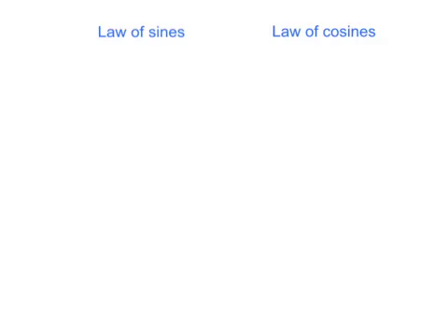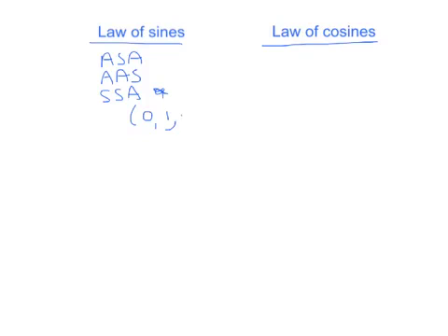Let's just recap when we can use the law of sines and when we can use the law of cosines. This is one thing: when you are told to solve a triangle, you're going to have to decide which one of the two laws I'm going to use. For the law of sines, remember we can use the angle, side, angle, angle, angle, side, and side, side, angle, and watch out for this one because you may have 0, 1, or 2 triangles.